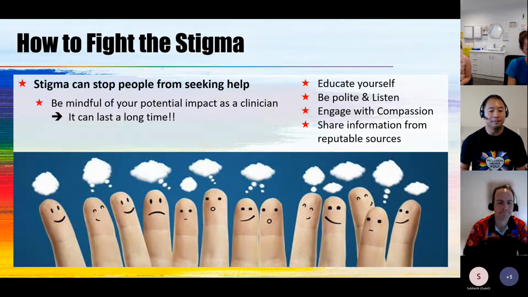So that's one of the basic things that we can do to help fight the stigma, to improve the ability of people around us to seek help, and also to know that they are going to be safe and not going to be judged. So in order to fight the stigma, we can educate ourselves better, be polite and listen compassionately, and engage with the person with compassion. And when you are able to find out more about things that are important to them and their community, and you can also do some further research yourself, you can then share that information from reputable sources to help you in the process of fighting the stigma and tearing down those walls.